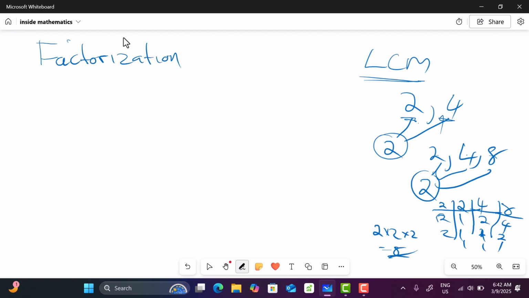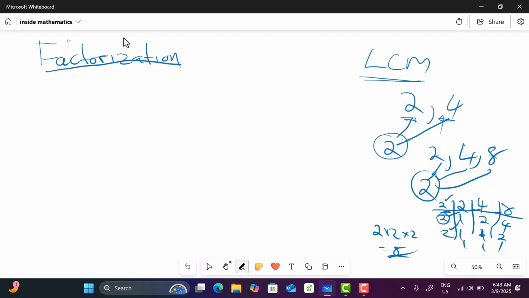However, when you talk about factors, here we just want factors. These are factors. This is a factor. So we take the factors and we come up with something called factorization.